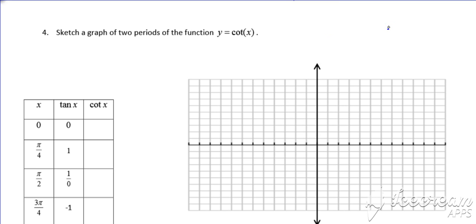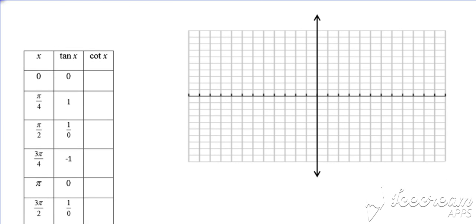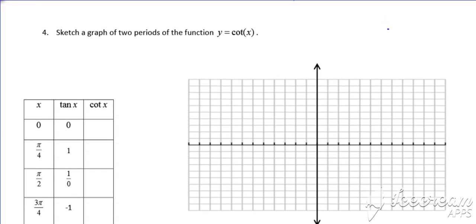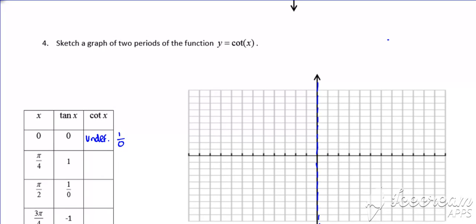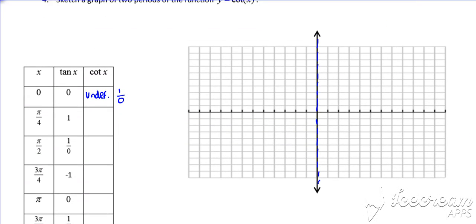For our last video, we're going to look at the cotangent graph. So we're going to use the tangent values to look at what the values for cotangent will be. When we look at 0 radians, this middle part, where tangent was 0, our reciprocal would be 1 over 0. So your cotangent would be undefined. So you actually have your first asymptote, or one of the asymptotes, located on that y-axis.